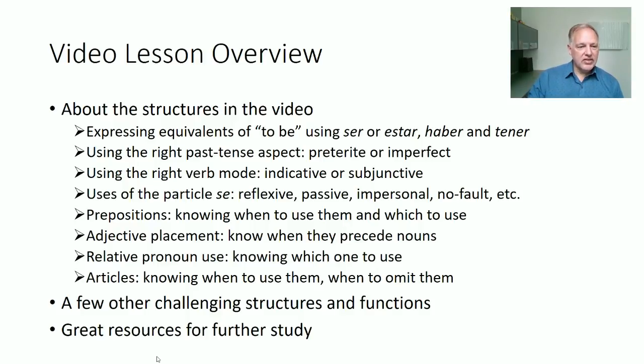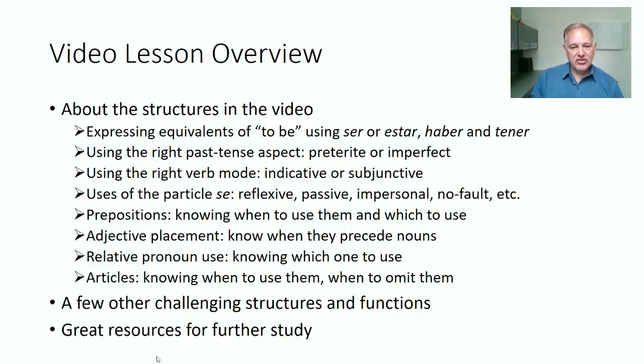Then we're going to go through, I think I've picked 8 of them. First one has to do with expressing equivalents of to be in Spanish. Second, using the proper past tense, choosing between the preterite or the imperfect. Then we'll move on to indicative versus subjunctive verb mood. We'll talk about that pesky little particle se, which shows up in so many constructions in Spanish.